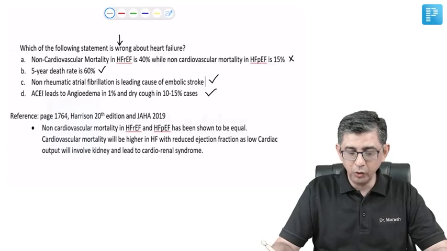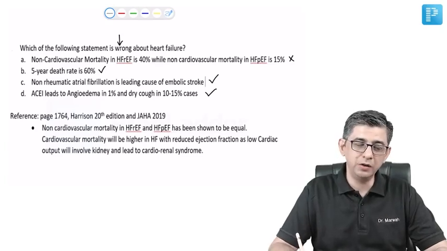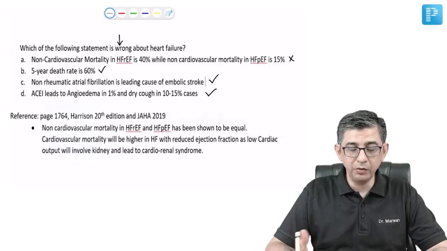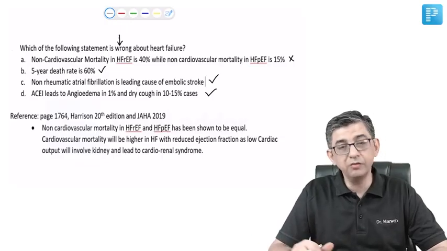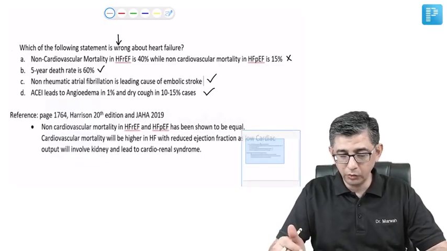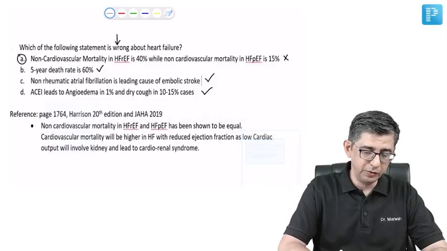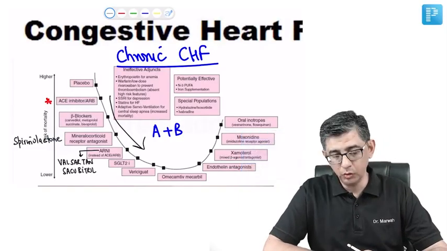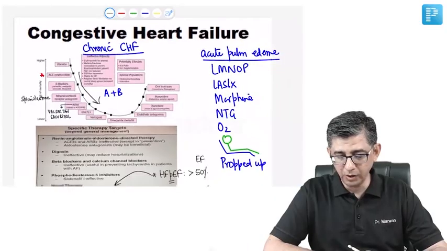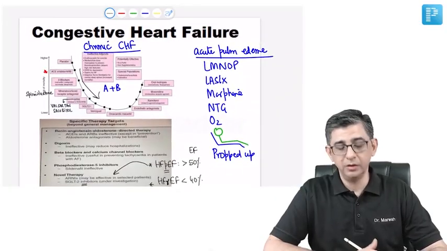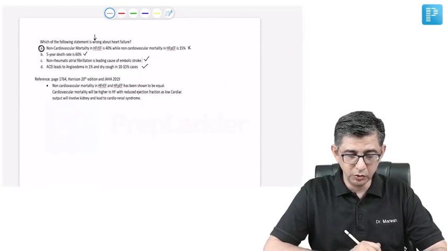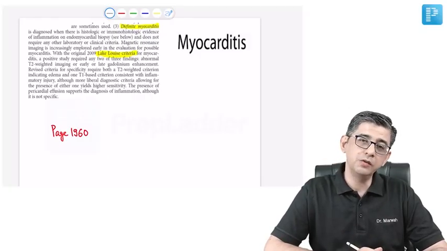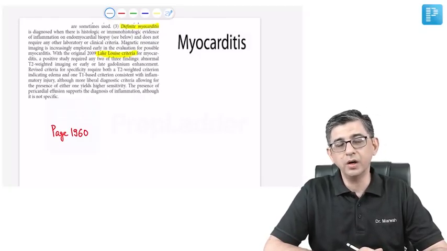D statement, nobody had an issue with that. ACE inhibitors, which are used in chronic congestive heart failure, could be causing angioedema in 1% of cases and dry cough in 10 to 15%. So the answer is pretty obvious for this one. And as far as the topic of heart failure is concerned, I would also suggest you read about the drugs taught in pharmacology, and that would give you more leverage to solve questions related to this topic. One of the important causes of heart failure is myocarditis.